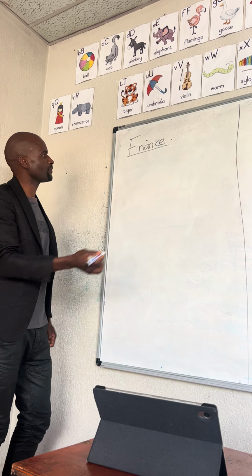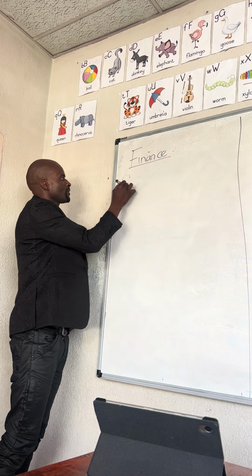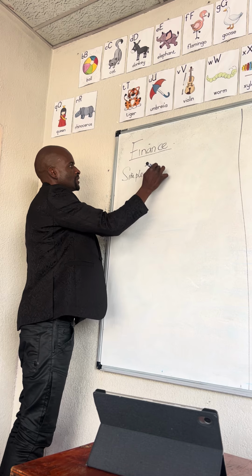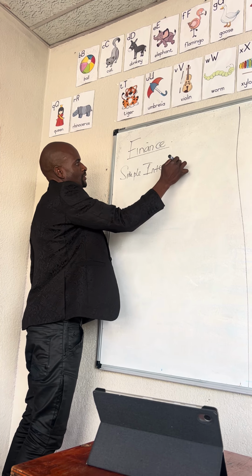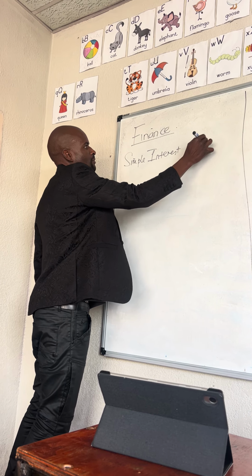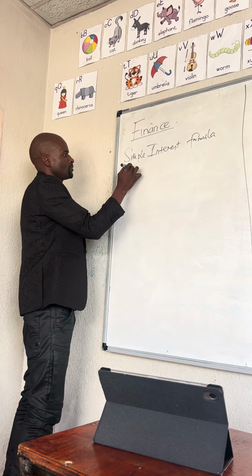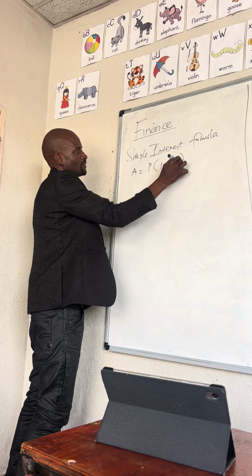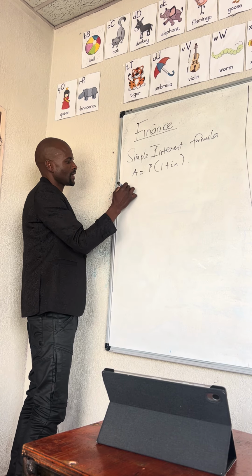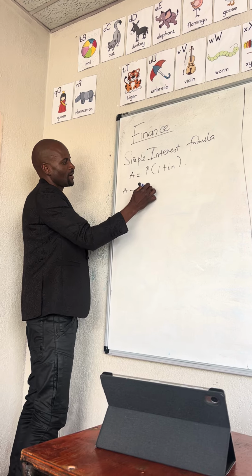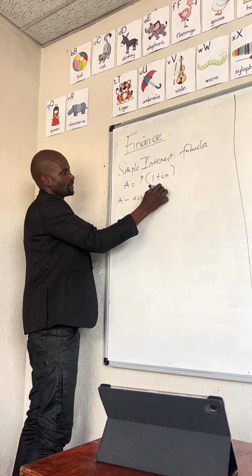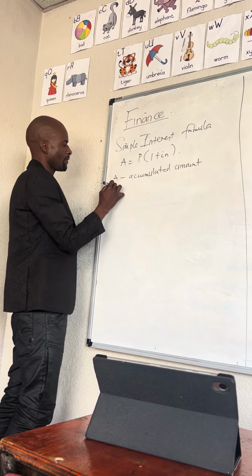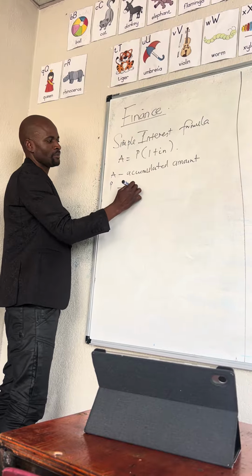So we are starting with the formulas for finance. We have what we call simple interest. The simple interest formula is A = P(1 + in). And don't forget that our A is our accumulated amount, and our P is our principal.